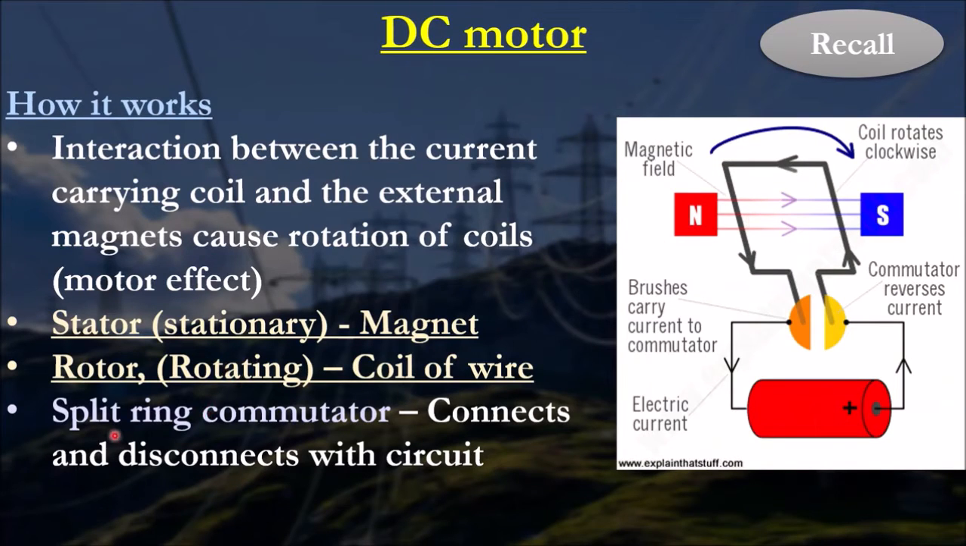It also uses a split ring commutator, which is there to ensure that there is a connection and disconnection for every half rotation that's occurring. So the wire will have a different direction current going into it or out of it to ensure we have a torque that continues to rotate in the same direction.